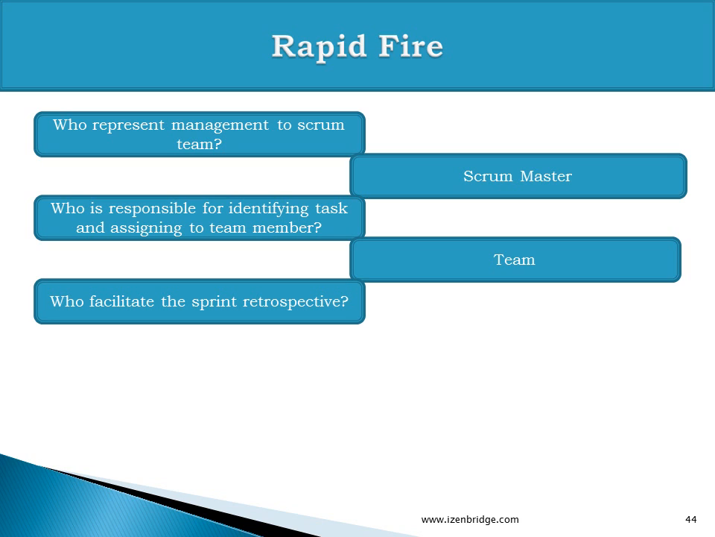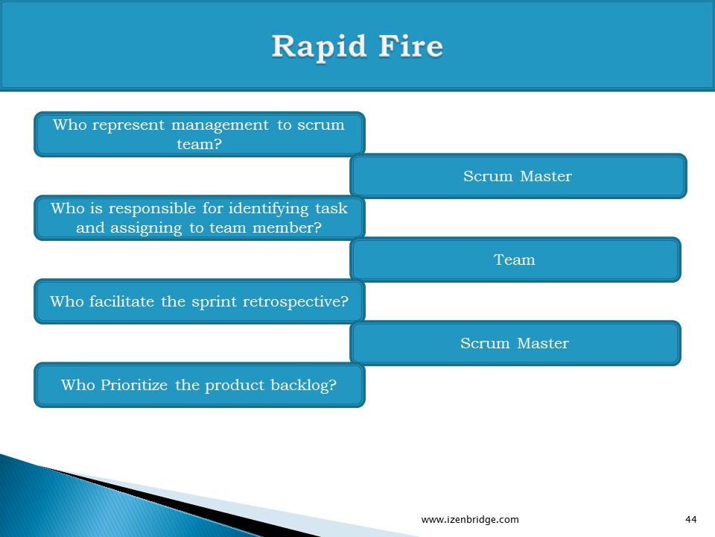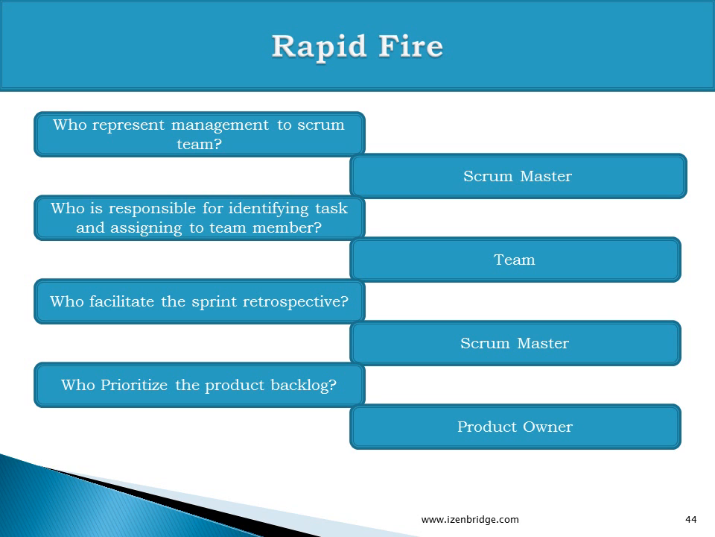Who facilitates the sprint retrospective? Scrum Master. All facilitation roles by default go to the Scrum Master. Who prioritizes the product backlog? The business representative of a Scrum team, the product owner.